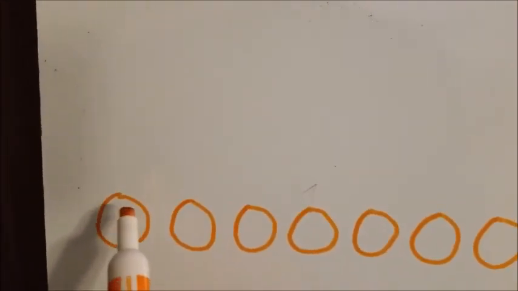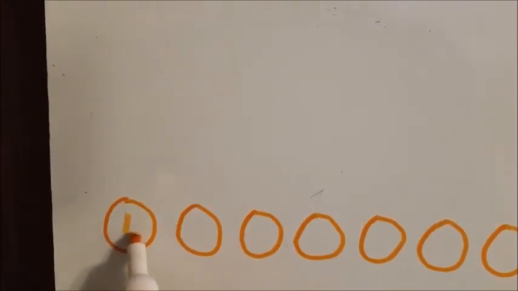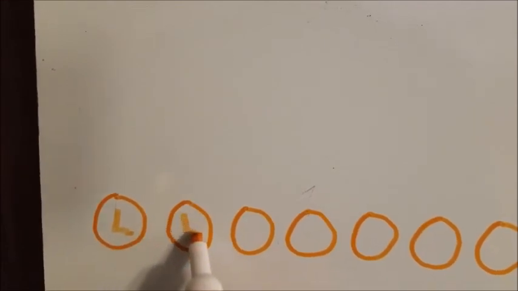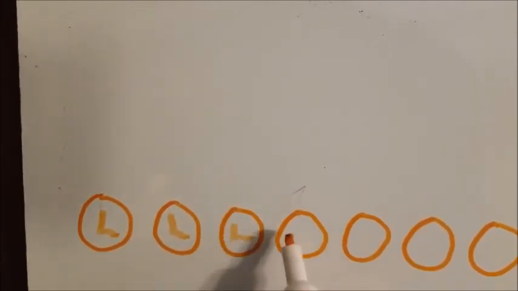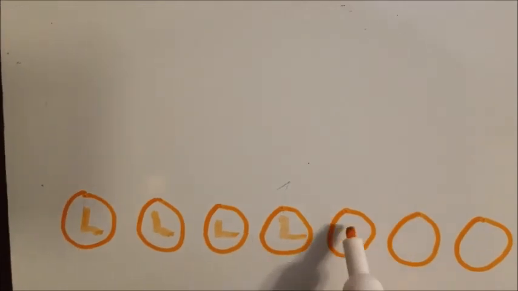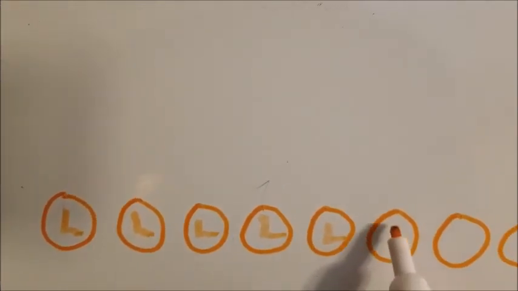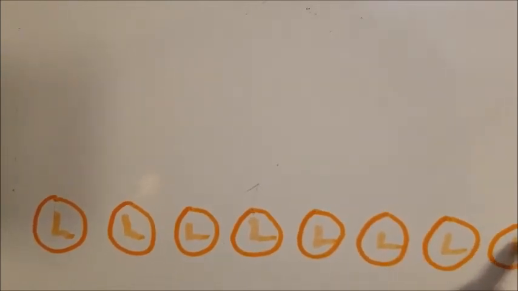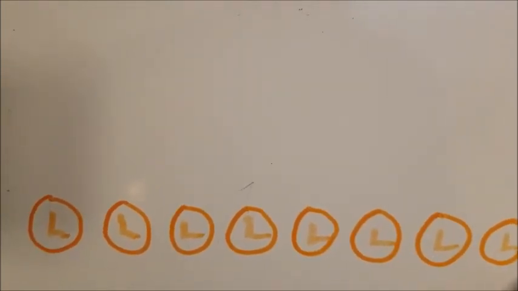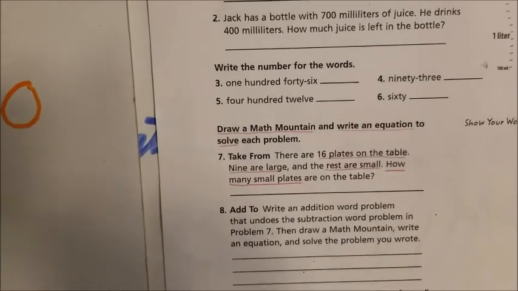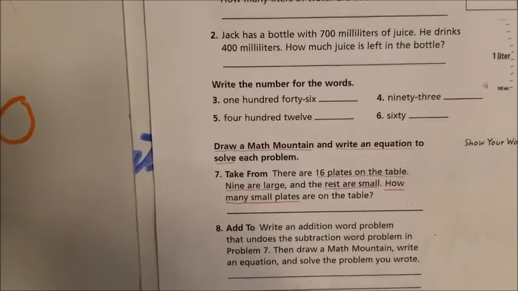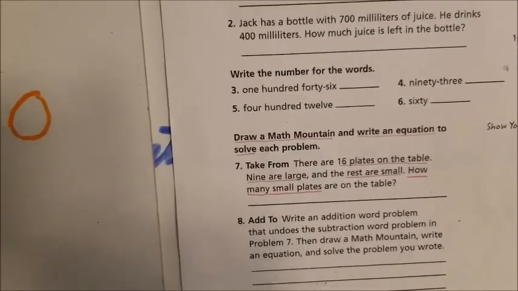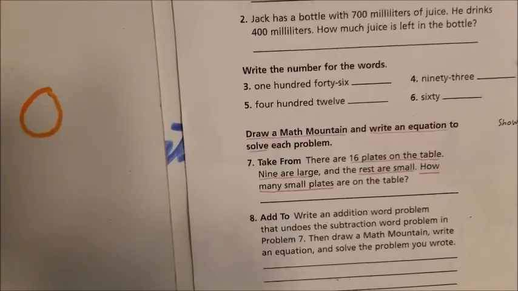9 are large. Let's make 9 of those plates large. Ready? Let's put an L for large. 1, 2, 3, 4, 5, 6, 7, 8, 9. Okay, we have our 9 large plates. Now, what are we supposed to do? The rest are small, so those rest of them are small. Let's mark those with an S.